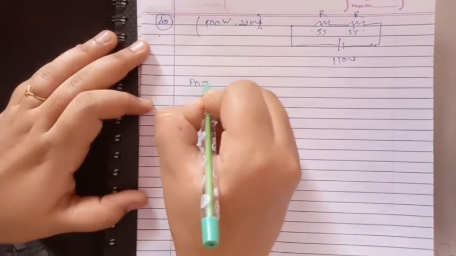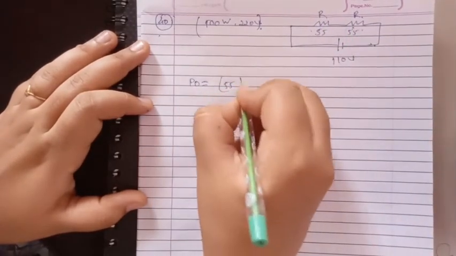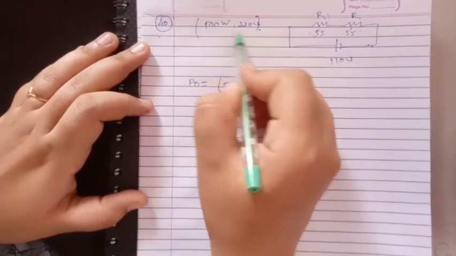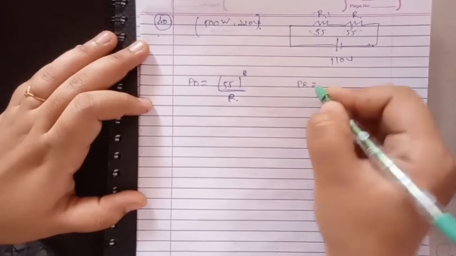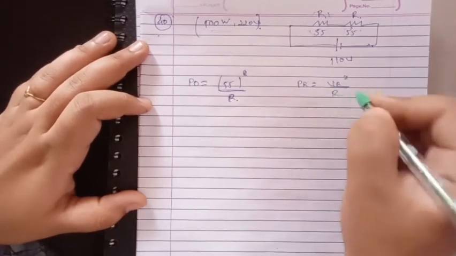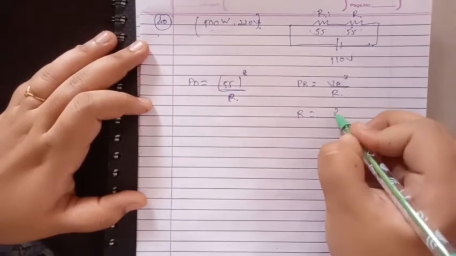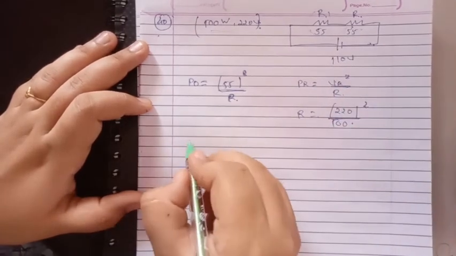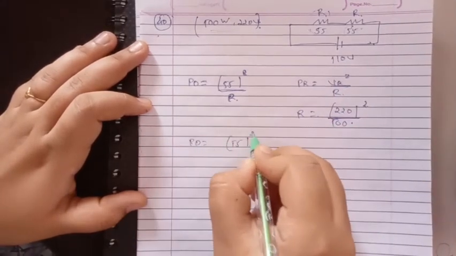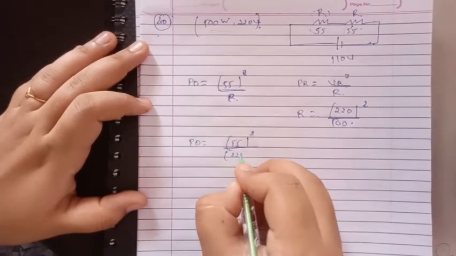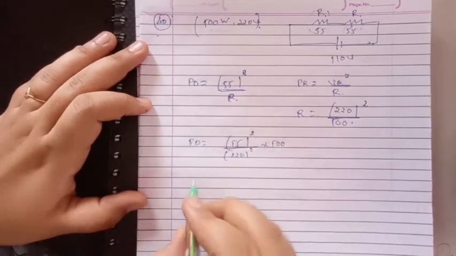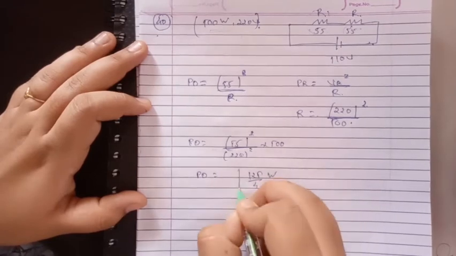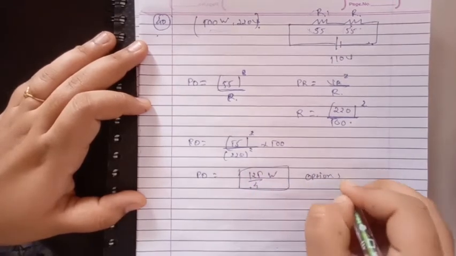Power dissipated can be given as V square by R, so 55 square divided by resistance. First we have to find the resistance. For that, the rating of the bulb is given. We can write P rated is equal to V rated square divided by resistance. So R will be V rated, 220, whole square divided by power rated, 500. So power dissipated will be 55 square into 500 divided by 220 square. Simplifying this value, we'll get the answer 125 by 4 watt. So option 1 is the correct option.